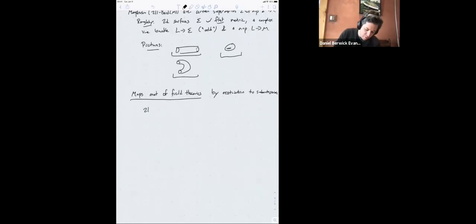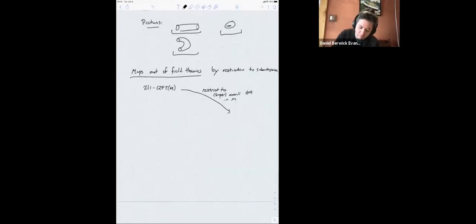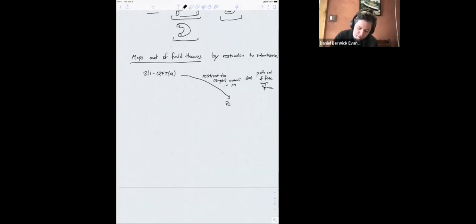So starting with 2, 1 QFT up here, the first restriction I want to consider is to annuli. And I'm just going to keep the super in parentheses. So another way of thinking about it is that this is the path category of the free loop space. And that's going to land me down in some representations of that path category. So the path category of the loop space of M.